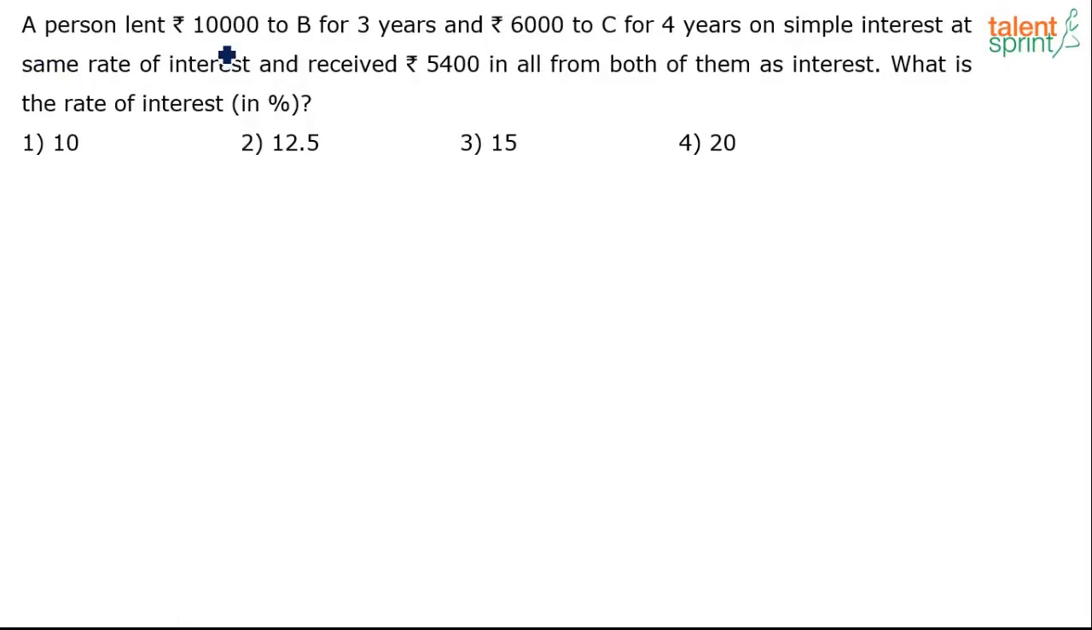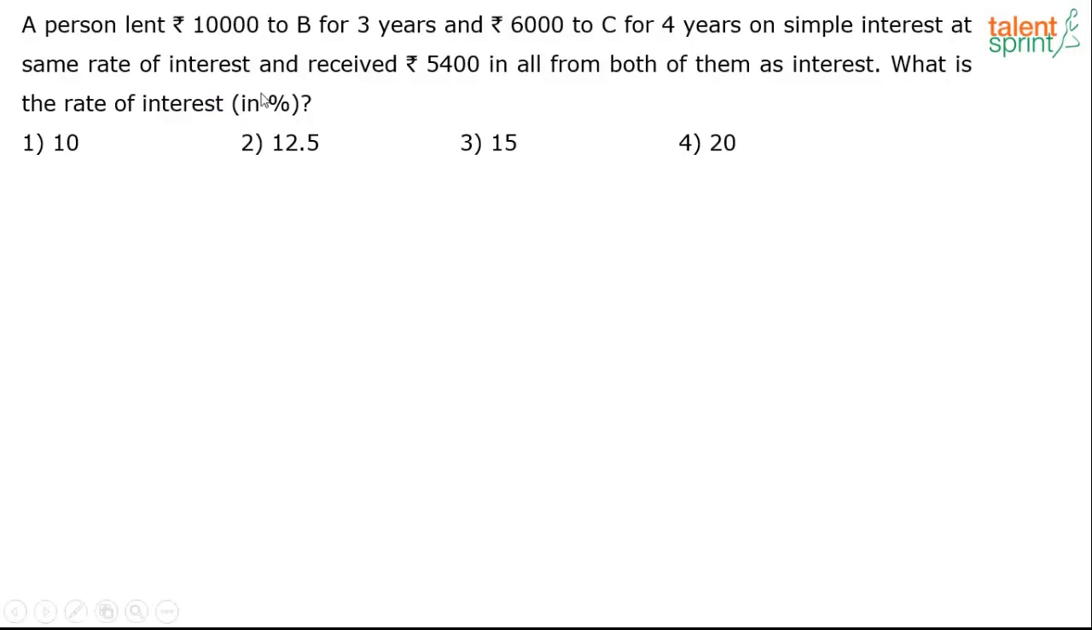A person lent rupees 10,000 to B for 3 years and rupees 6,000 to C for 4 years on simple interest at the same rate of interest and received rupees 5,400 in all from both of them as interest. What is the rate of interest? Now this is a simple one. All you have to do is frame that one equation, solving which you will get the rate of interest.